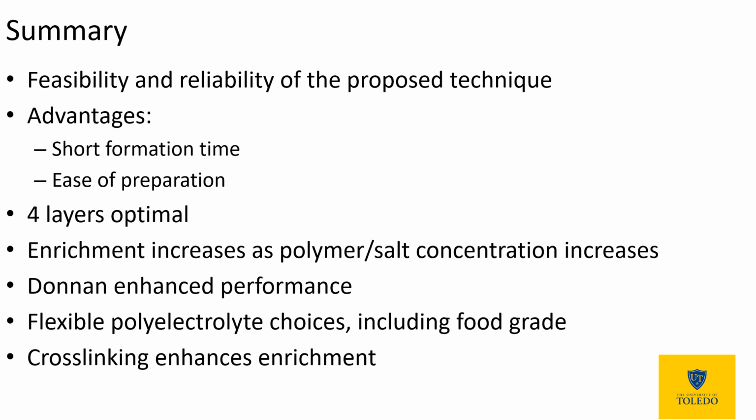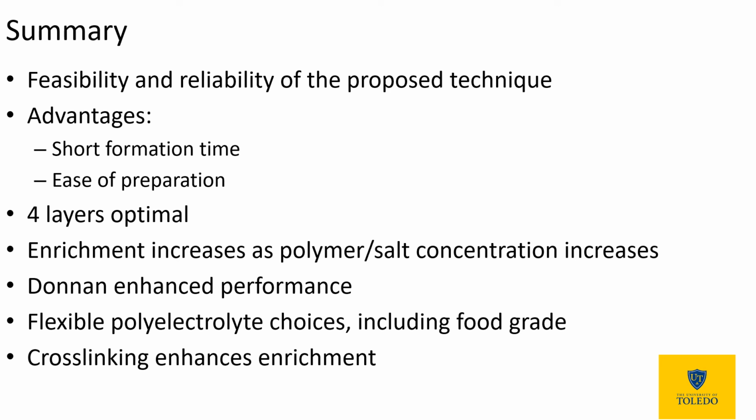So in conclusion, I'd just like to state that we believe we have demonstrated the feasibility and reliability of a new type of charged mosaic membrane, which in combination with using the Donnan effect to increase the salt concentration in the membrane, we're able to produce a permeate that is enriched in the salt in the feed and thereby extract the salt. This membrane has certain advantages in terms of formation time and ease of preparation. What we found is that having a 4-layer membrane gave us the optimal performance.